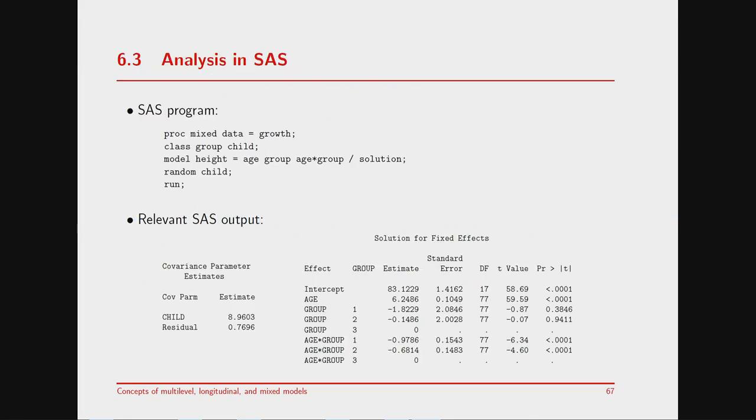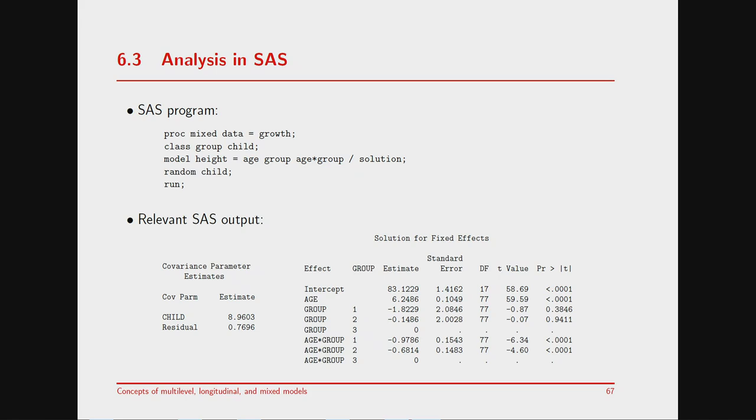So, proc mixed. In the model statement, we have our outcome height, and then we have the covariate age, the group effect, and then, of course, the age by group interaction. That's what is going to be of most interest to us. And in the random statement, we just put the child effect that represents the variability between the children.